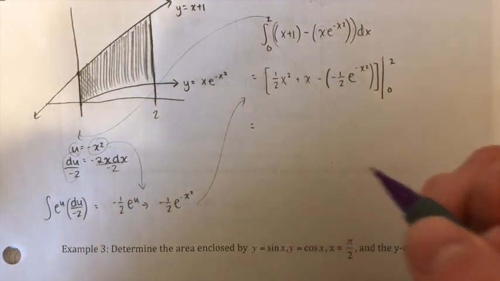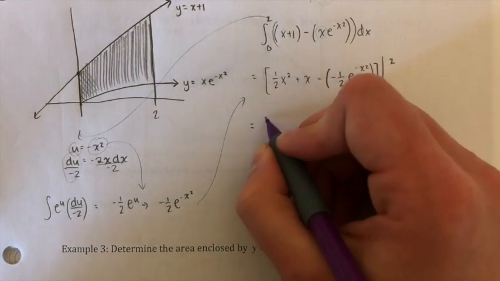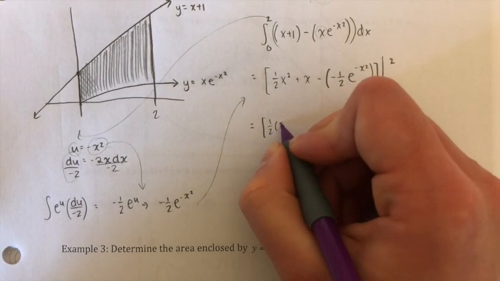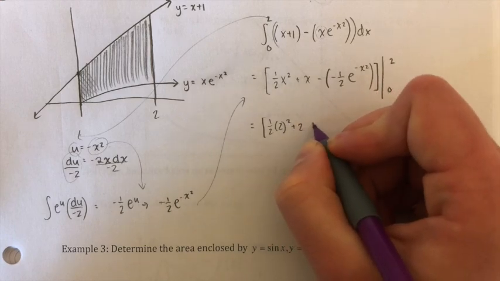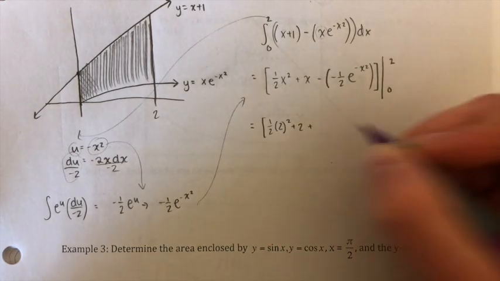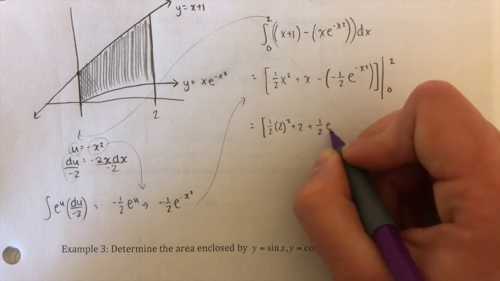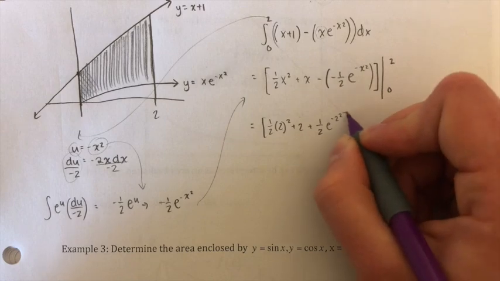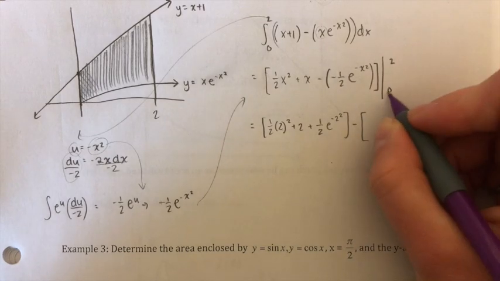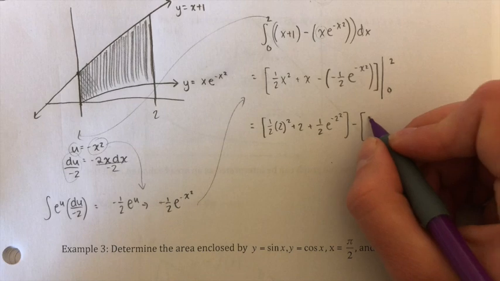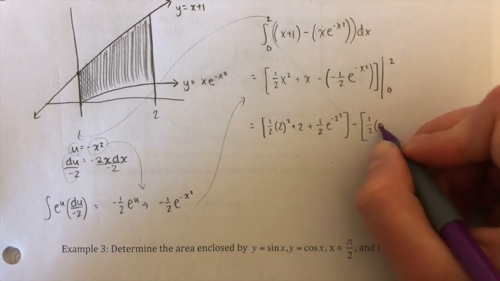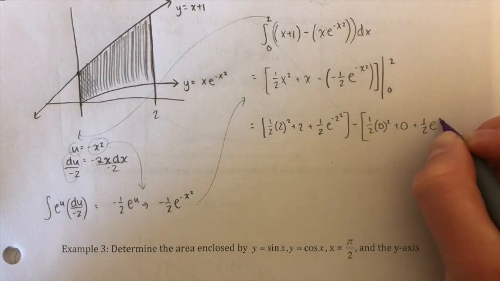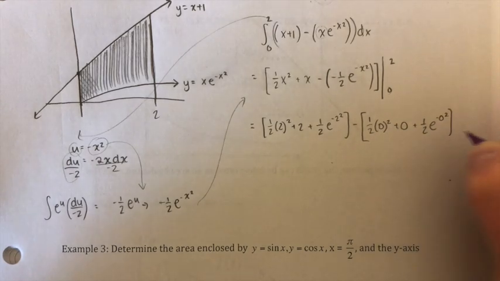So we're going to have our top boundary plugging in first. So 1/2 times 2 squared plus 2 minus a negative turns that into a positive. So 1/2 e to the -2 squared minus, now I'm plugging zeros in. So 1/2 times 0 squared plus 0 plus 1/2 e to the -0 squared.